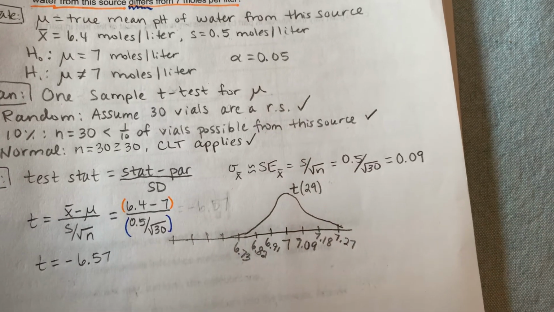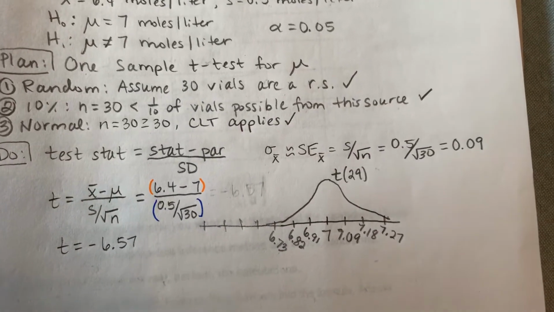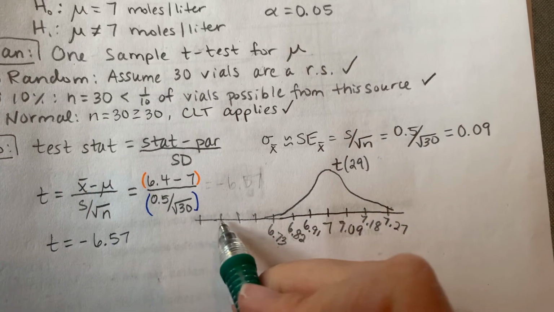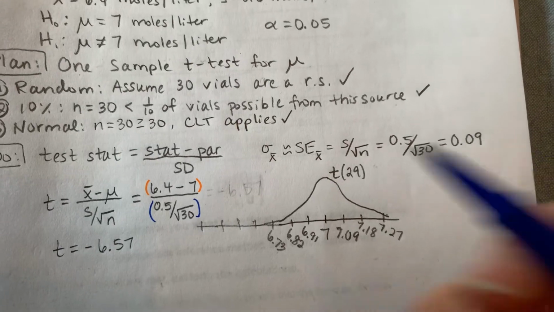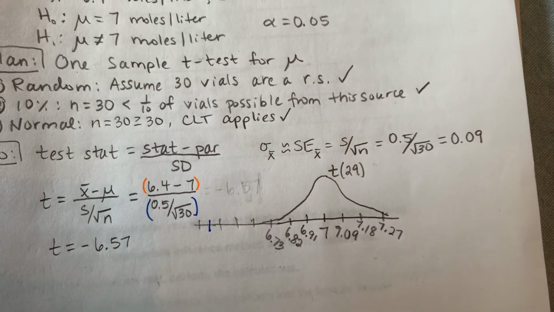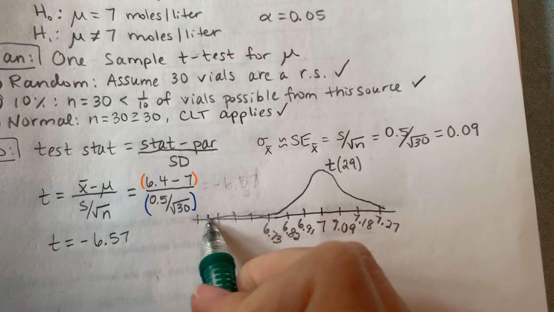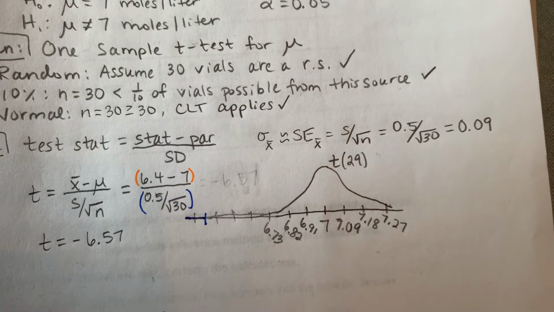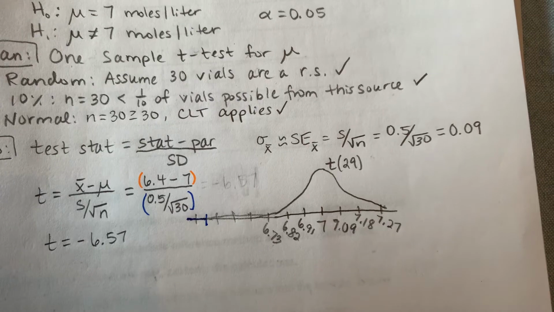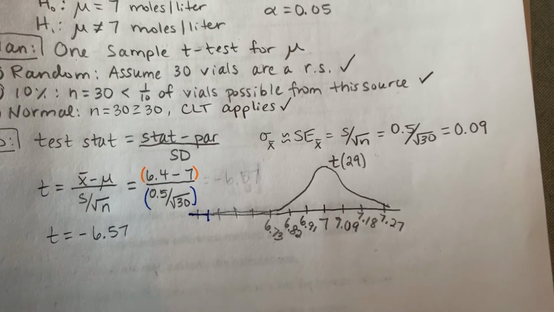Okay, so my 6.4 is going to be somewhere between 6 and 7 standard errors beneath the mean. So it's going to be right about right here. And then the area underneath the curve at that point obviously is something super tiny, right? It's hard to even see. It's basically even with the horizontal axis at this point.